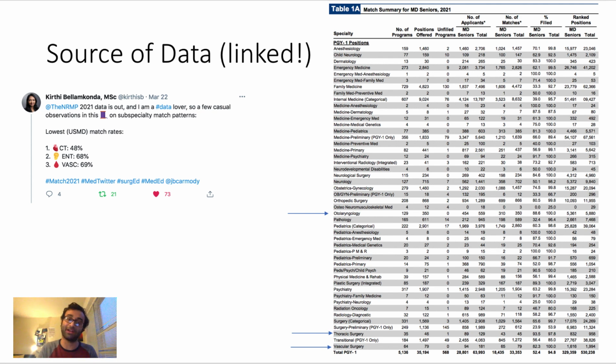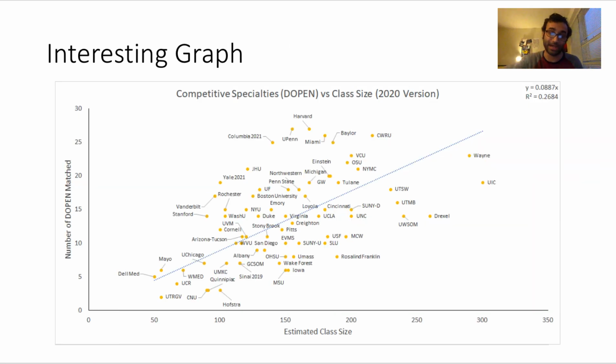So here's an interesting graph, which I've also linked in the description below, and how it was made. Someone on SDN did this, so I take no credit for it. And basically what they did was, on the x-axis, the class size of each school, the estimated class size, right? So Yale traditionally almost always has around 100 students in every class. So it makes sense that when we graduate, about 100 of us match, right?